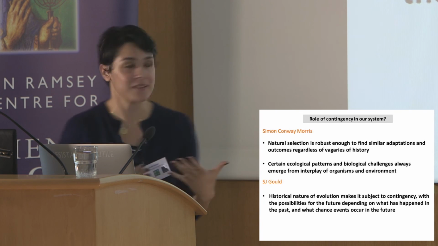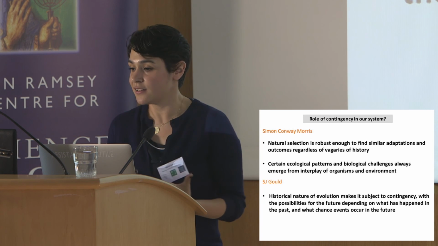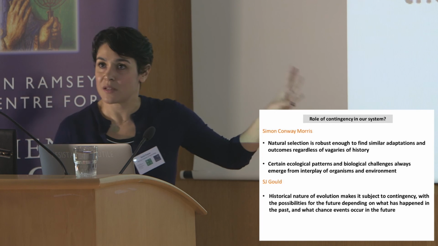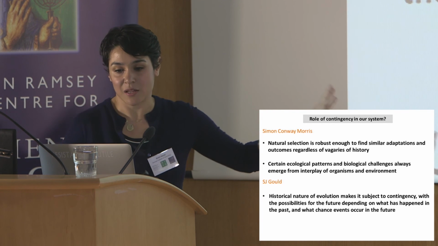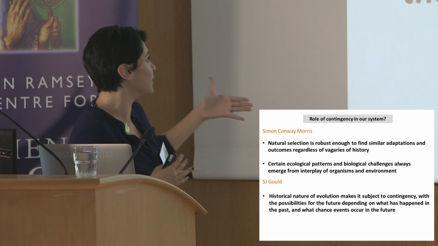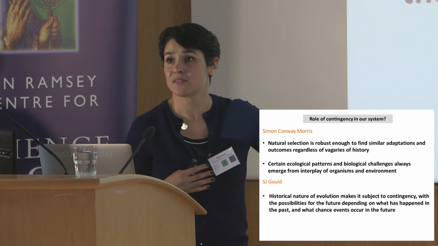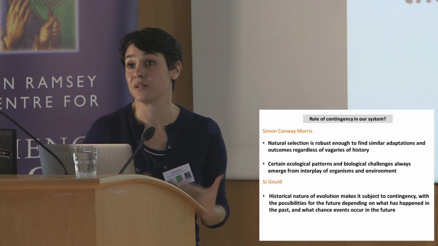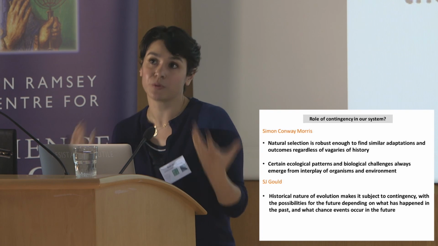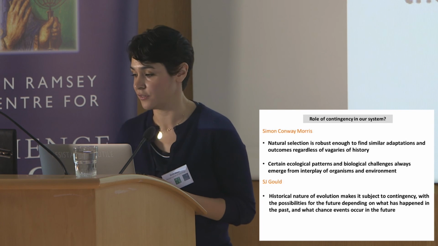But then on the other hand, we have one lineage that did not do what the others did. There is a historical nature of evolution that makes it subject to contingency, with the possibilities for the future depending on what has happened in the past and what chance events occur in the future. The system does depend on its history, and maybe we need to stretch time back a bit further to explore different solutions, because it is highly contingent on the history.